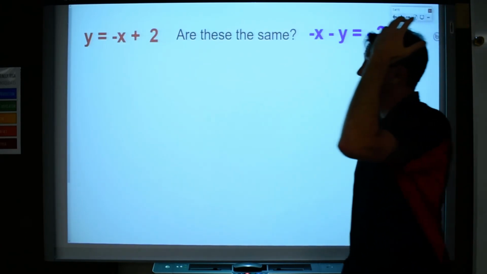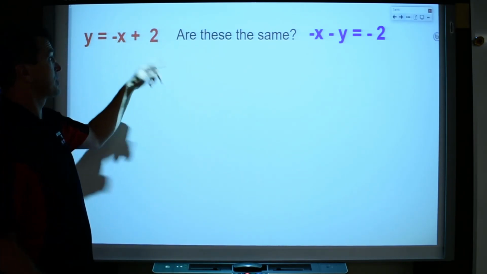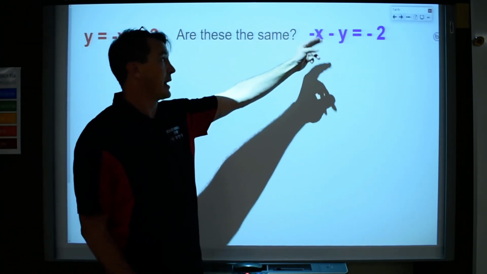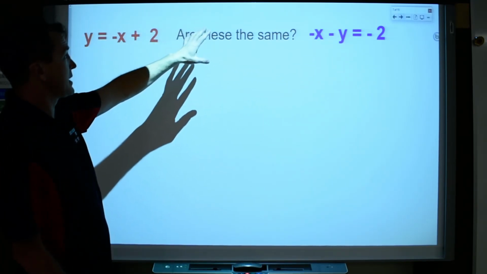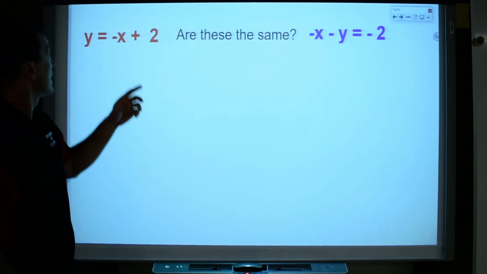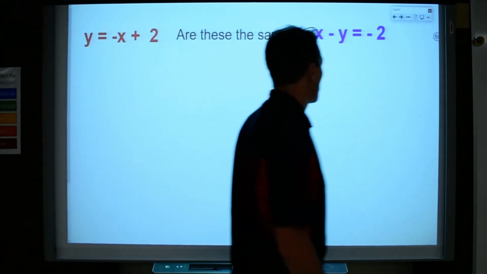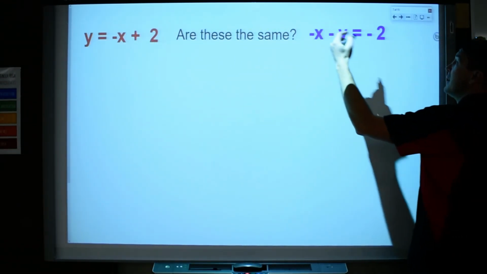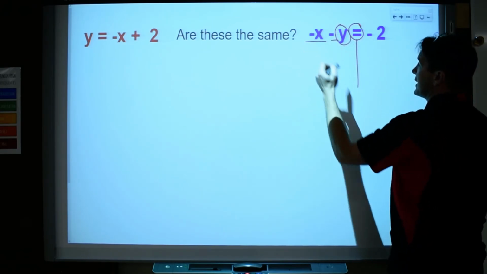Here we have two equations. We have y equals -x plus 2, and we have -x minus y equals -2. And we're saying, are these the same? The way we'd have to figure that out is, this is in slope-intercept form, right? Y is alone, so I'm going to try to do the same thing on this one. To get y alone, I'm solving for y.